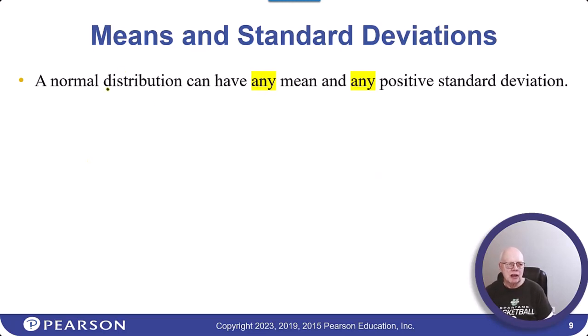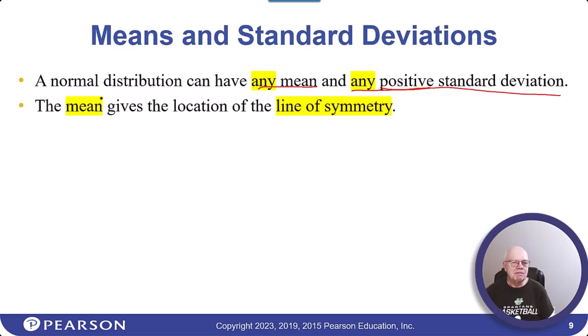Next. Now we're talking about any normal distribution. A normal distribution could have any mean at all and any positive standard deviation. So take a small note here. The mean could be negative, positive, 0, could be any of those. But the standard deviation will always be a positive number.